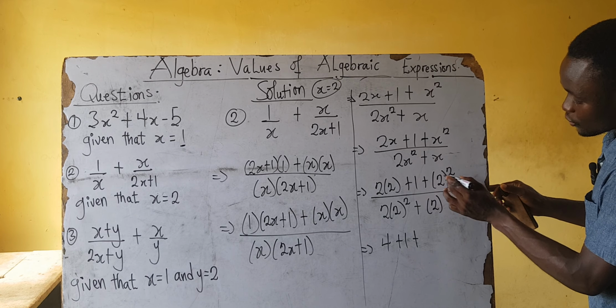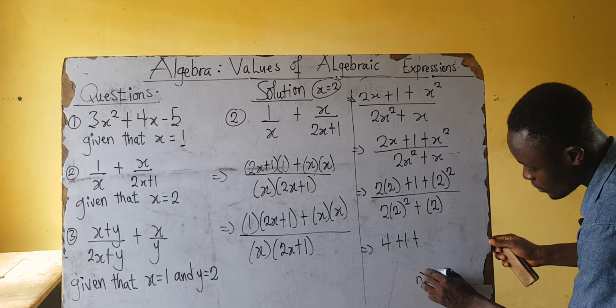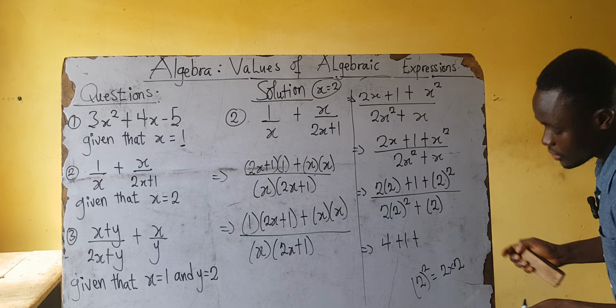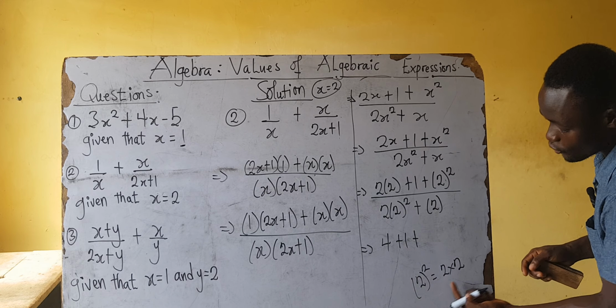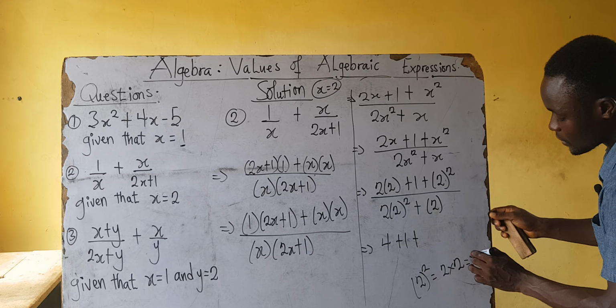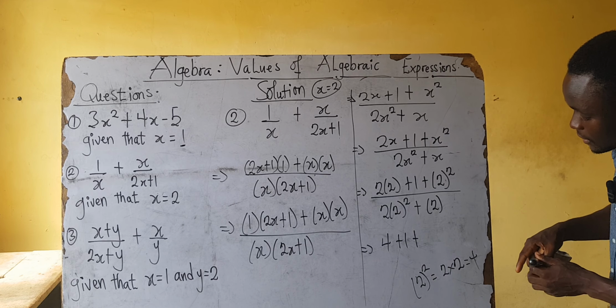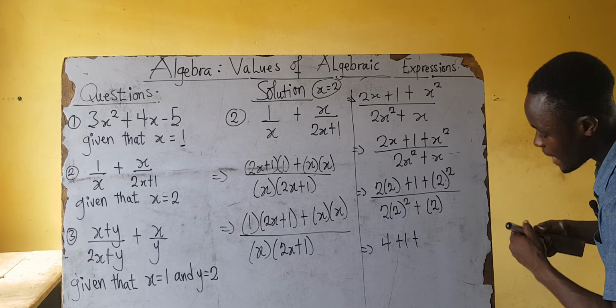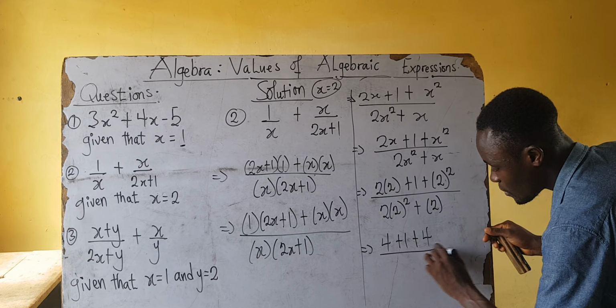have 2 all squared, it means what? 2 times what? 2. The 2 is multiplying itself 2 times. And this one gives me what? 4. So that means that over here, 2 power 2 gives me what? 4. So I have 4 all over.